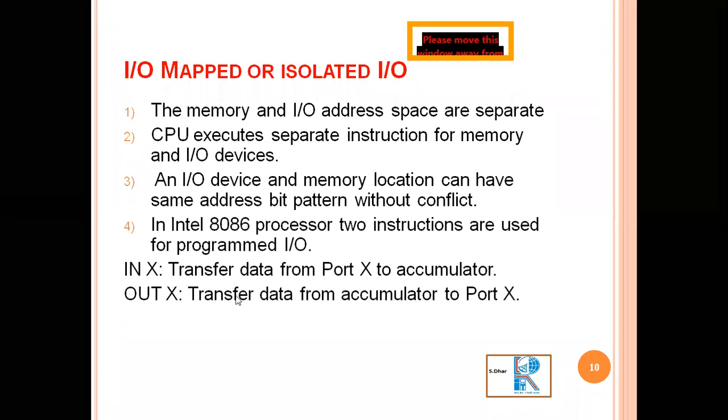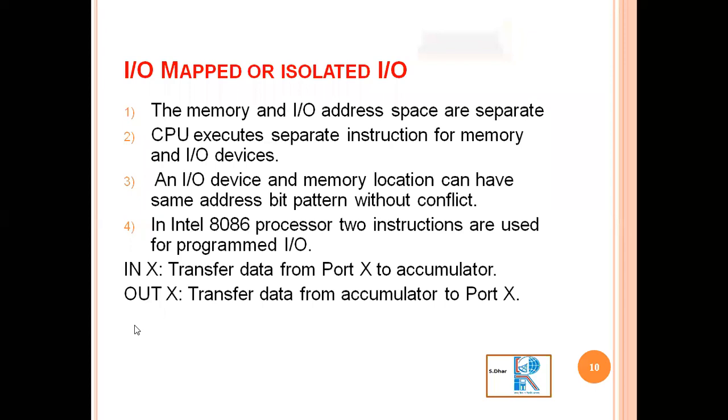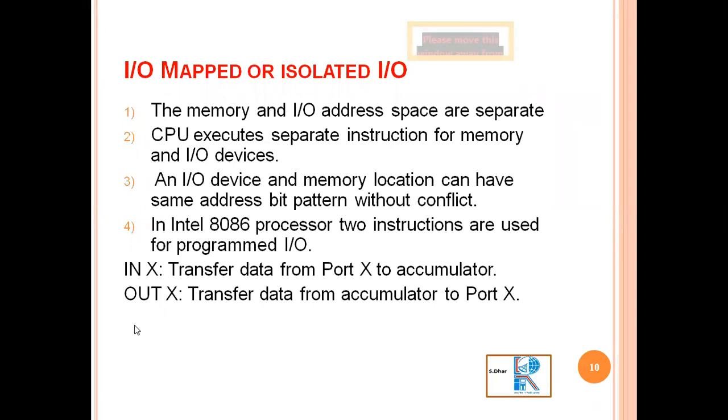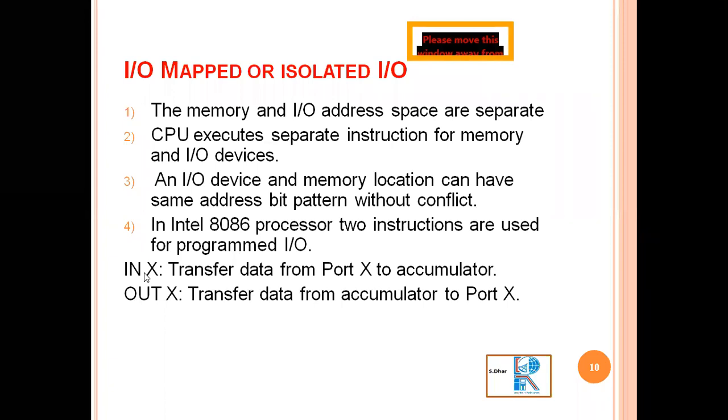In X means transfer the data from the port X to the accumulator, and out X means transfer the data from the accumulator to port X. Here also an instruction is executed, but this instruction is different from the load and store instructions. Previously, the same load and store instructions were used for both memory operation and IO operation. Here, for IO operation, we cannot use load and store. We have to use separate instructions, exclusive for the IO operation, not for the memory operation. Those instructions are in and out.